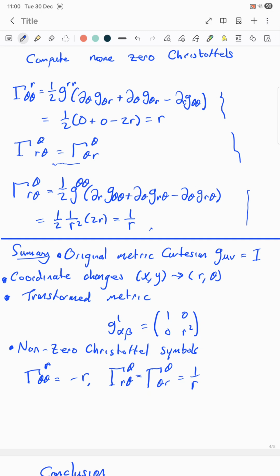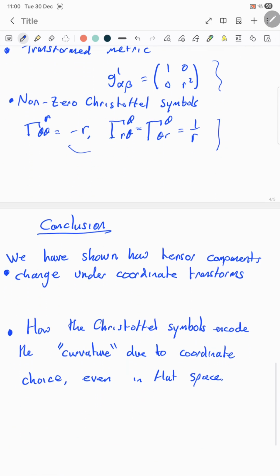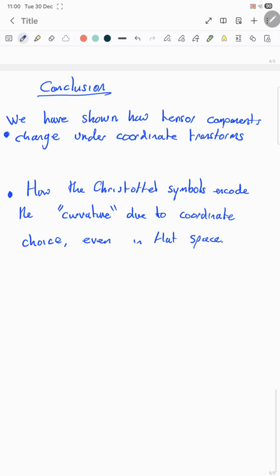Our summary of what just happened here is that the original metric g_mu nu equals I, the identity matrix. The coordinate change x, y goes to r, theta, and the transformed metric g'_alpha beta is 1, 0, 0, and r squared. The non-zero Christoffel symbols are here. And the conclusion is that we have shown how tensor components change under coordinate transforms, and how Christoffel symbols encode the curvature due to coordinate choice, even in flat space.